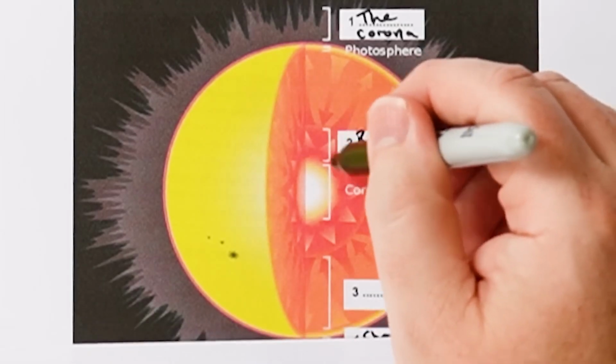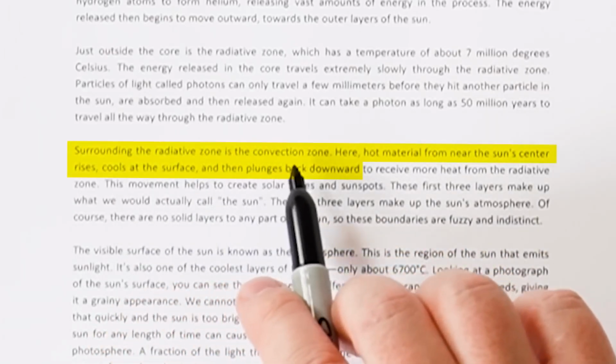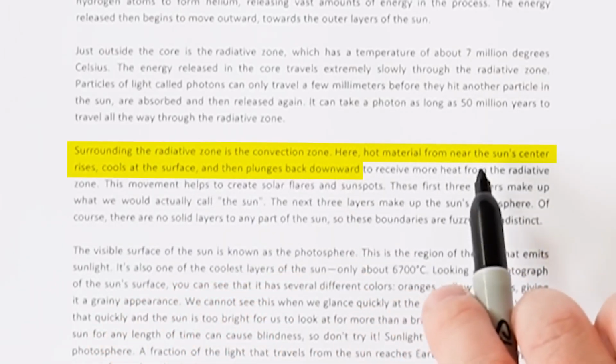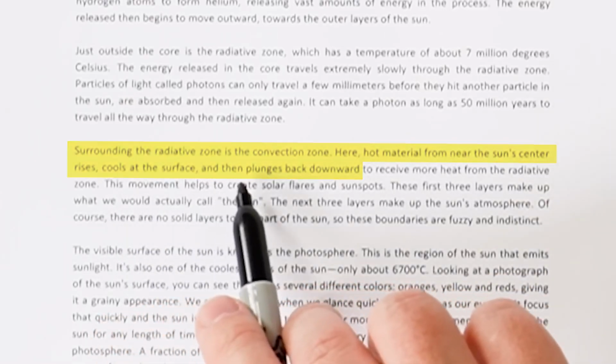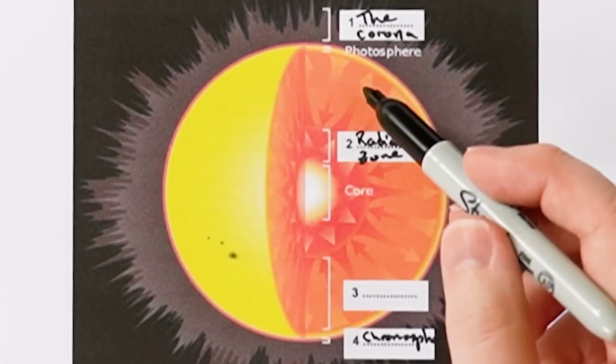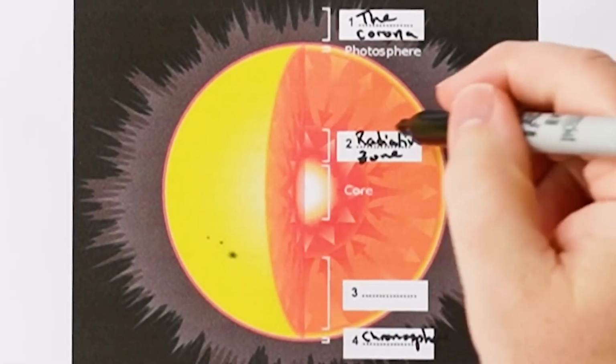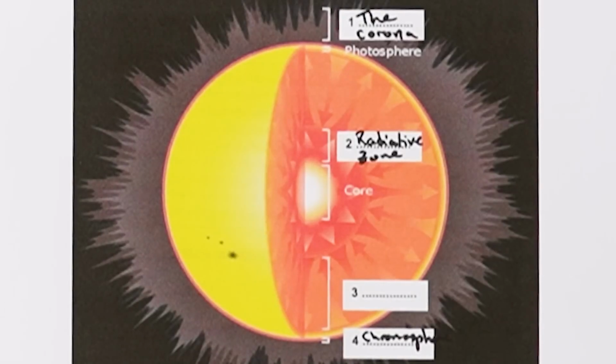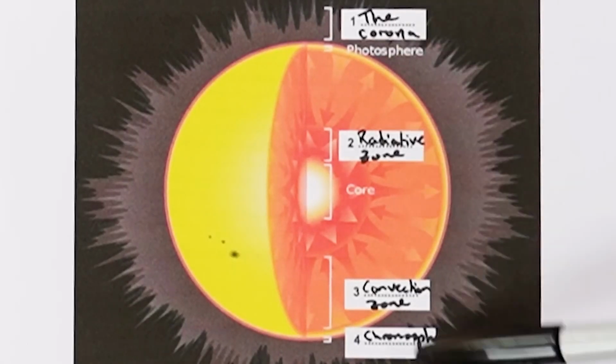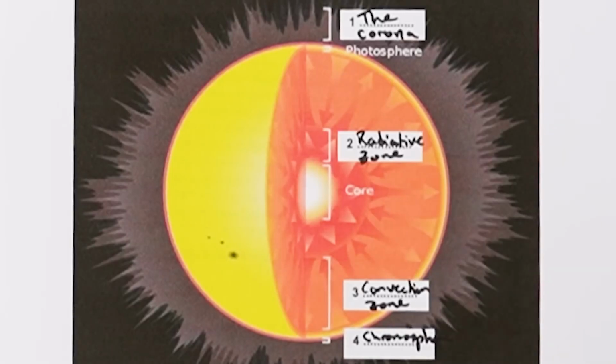Okay, so if we go back here, we have the core, we have the radiative zone, and then if we look here, surrounding the radiative zone is the convection zone. So here, hot material from near the sun's center rises, cools at the surface, and then plunges back down. So remember, we talked about these arrows going up and down here. This is another indication that this is the correct answer, the convection zone. So you see how important it was to really understand the diagram before you look at the text. If you looked at the text, you might get confused, but if you really understand the diagram first, then it becomes much, much easier. Okay, we're just going to check that we follow the instructions. 2 words, no more than 2 words, correct spelling, we can move on.